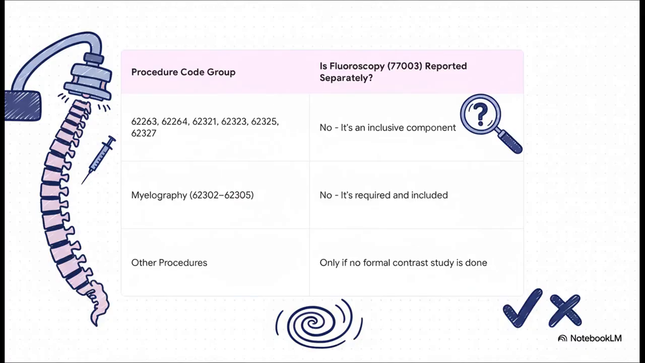And take a look at this. It shows you exactly what I'm talking about. See those code groups for epidurals, like 62321 or 62323? Fluoroscopy is just part of the package. It's an inclusive component. So you're not going to add that separate guidance code, 77003. Same thing for myelography. The imaging is required for the procedure, so of course it's bundled in. So here's your new habit. Before you even think about adding a separate code for imaging, you've got to stop and ask, is this part of the combo meal? Always check first.